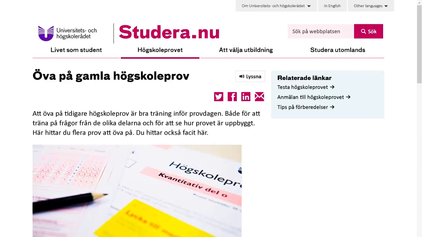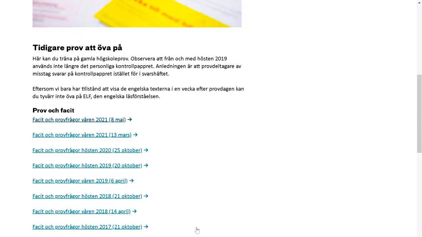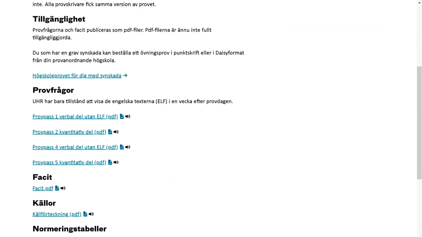So this is available to everyone. There's the website at the top. Today we're going to be looking at the most recent tests from May 2021. When you scroll down, there's different parts of the test. However, today we're going to be looking at Prov Pass 2, quantitative part. That's the math section there.